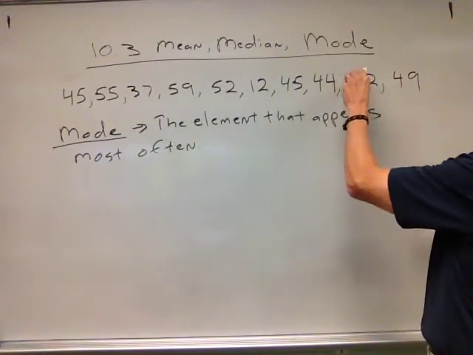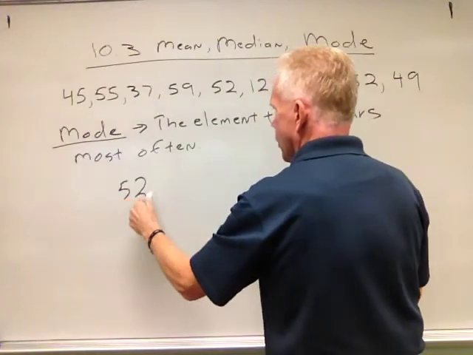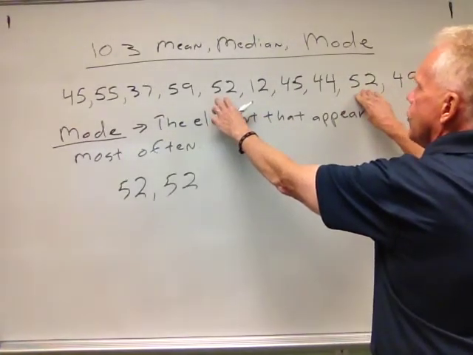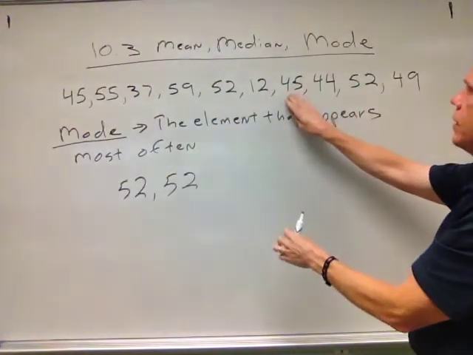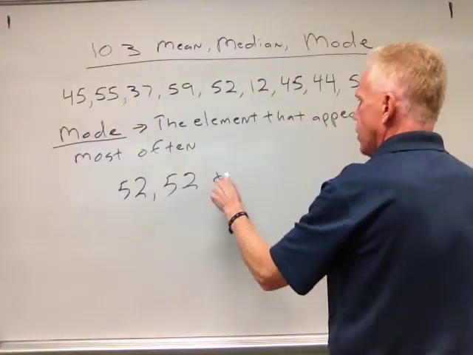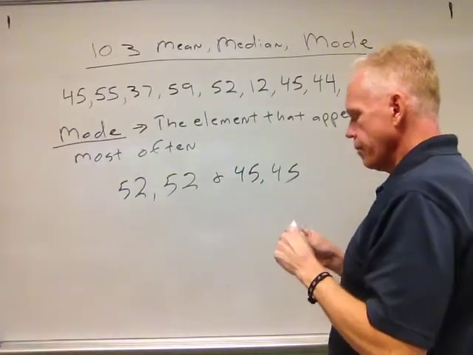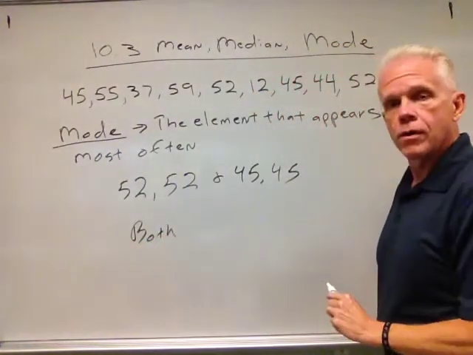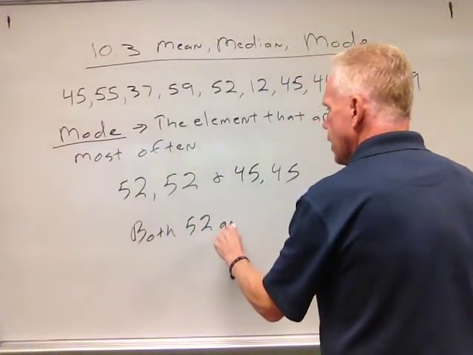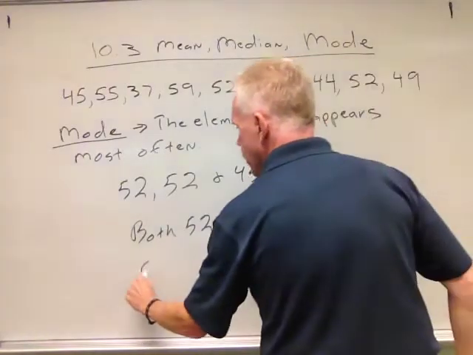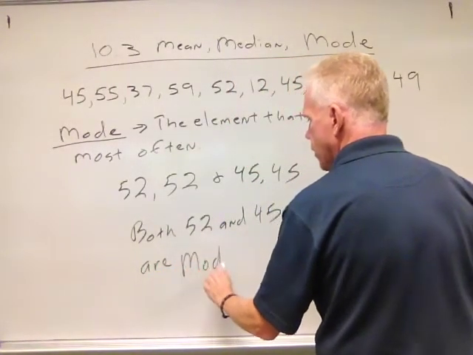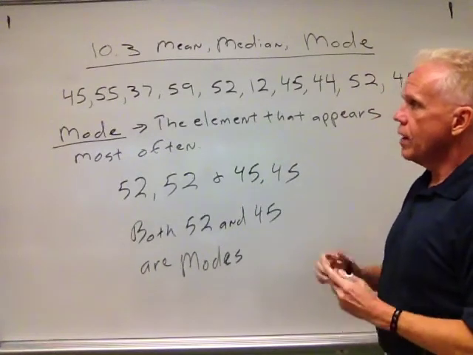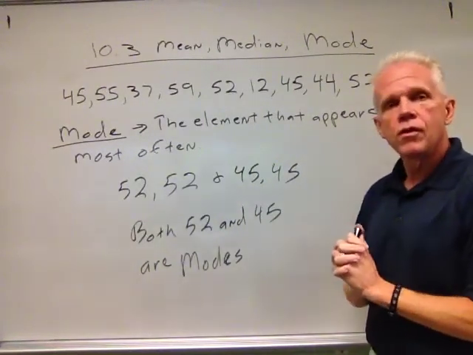I notice that I have a couple of 52s. All right. So the 52 is repeated. And then I also notice, I believe there's another data element repeated, and that would be the 45. Okay? So actually what we have then is both, we would not average these together for a mode at all, both 52 and 45 are modes for this data. 52 and 45 are both modes for this data. Okay? So whatever repeats or appears the most often is going to be the mode.